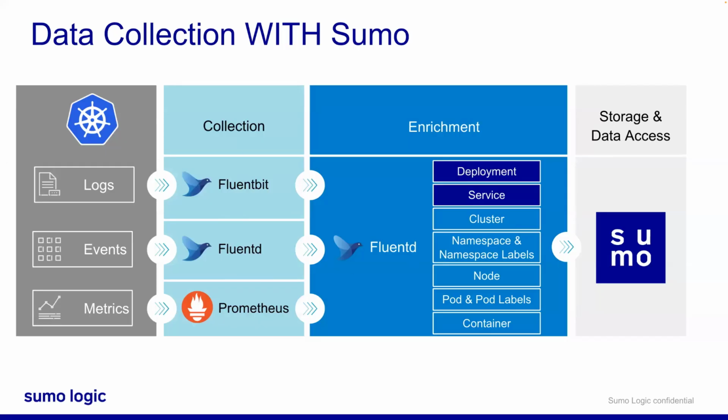Lastly, I'd like to talk about event collection. For the events, we developed a new FluentD plugin that runs as a deployment. All events go into the API server. So the plugin essentially watches on the API server, and as new events are detected, those are shipped over to Sumo.